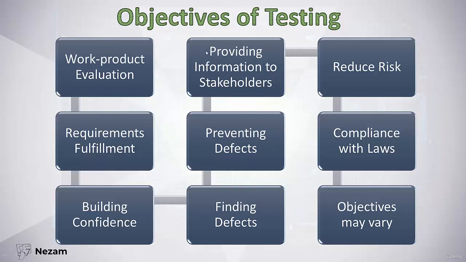We provide information to stakeholders. The stakeholders, like the team leader, the manager, the client, and the user, we give them enough information about the level of the quality so that they can decide, is this software ready to be delivered or not? We reduce the risk of failures in user operation, like we said. We try to comply with laws and regulations. If we have a contract with the user, we try to make sure that our product satisfies this contract. And these objectives may vary depending on the type and the level of testing that we are performing now.